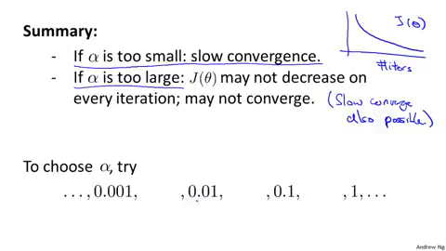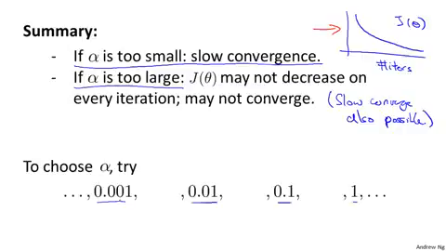Concretely, what I actually do when I run gradient descent is I try a range of values. So just try running gradient descent with a range of values for alpha, like 0.001, 0.01. So these are a factor of 10 differences. And for these different values of alpha, just plot J of theta as a function of number of iterations. And then pick the value of alpha that seems to be causing J of theta to decrease rapidly.